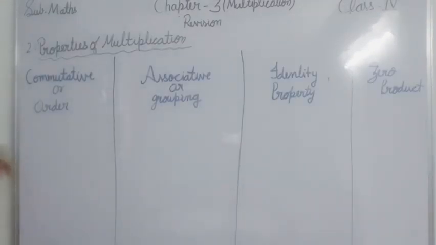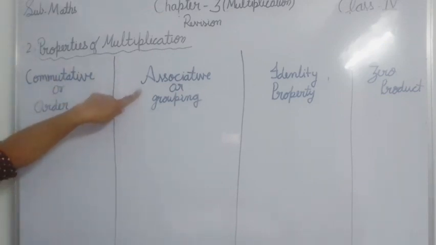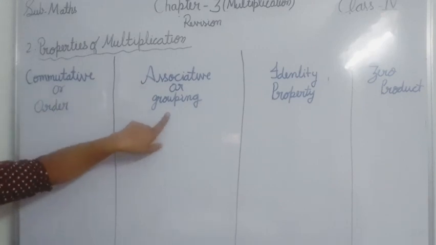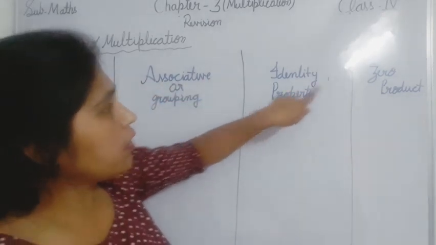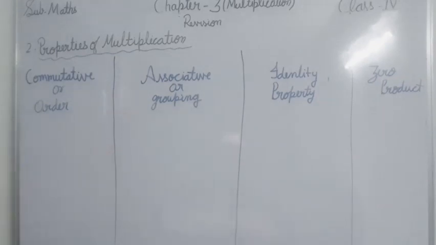Now the next topic is properties of multiplication. There are 4 main properties of multiplication: commutative or order property. Commutative or order, both names are for one property only. You can call commutative the order property also. Similarly, associative or grouping property, identity property and zero product. These are the 4 properties.